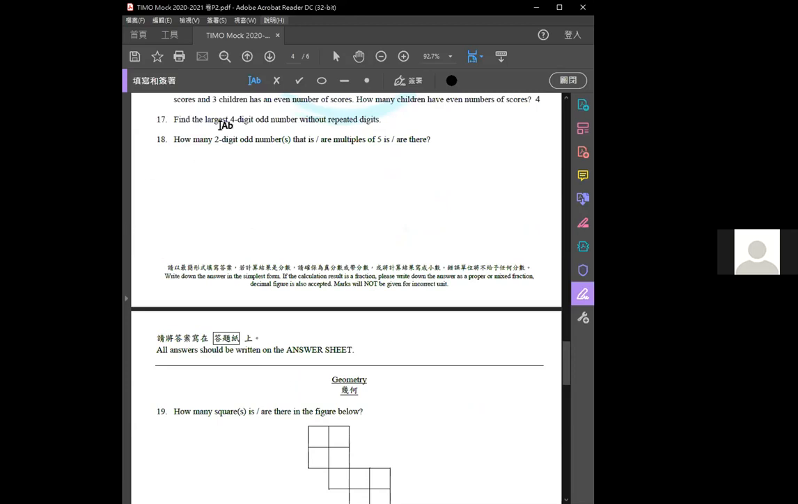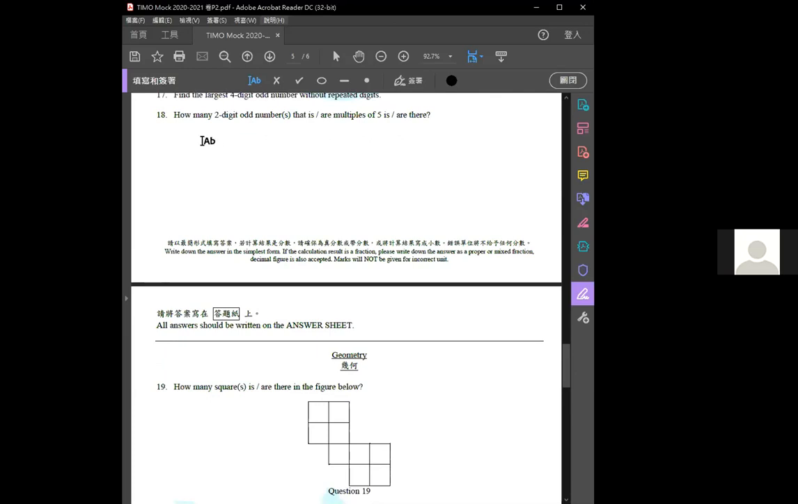For question 17, find the largest 4-digit odd number without repeated digits. So we assume that the largest one is 9 for the 1,000 digit, and then it should be 8. There's no limit for the 100 digit. We don't care about it. It's not the unit digit, right? And then it should be 7. And then the last one should be 5. In order to make it an odd number without repeated digits, the largest number is definitely 9875. So that's the answer for 17.